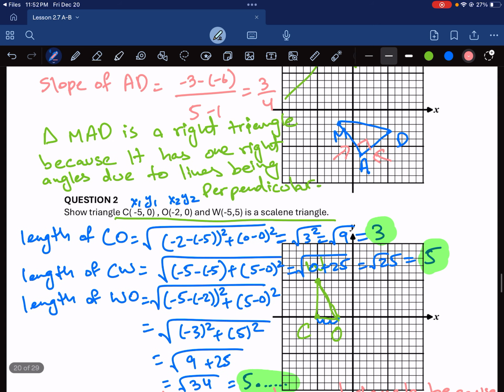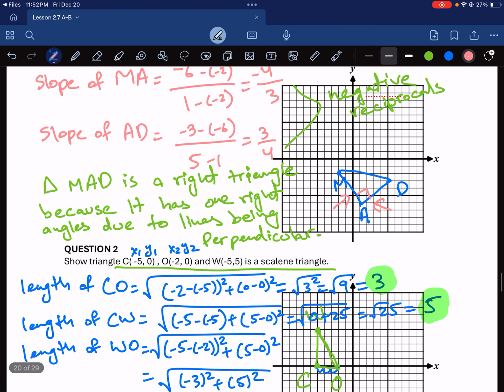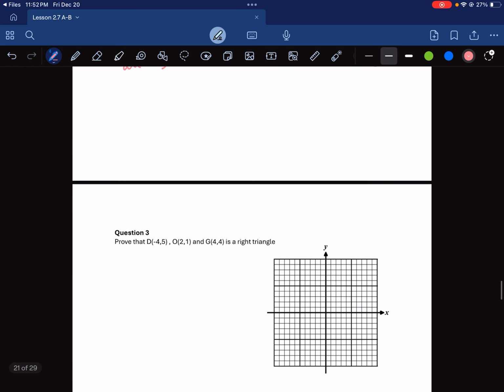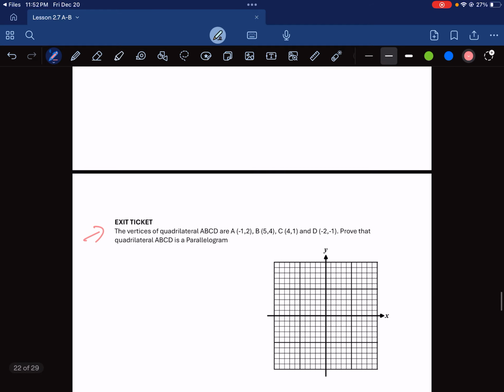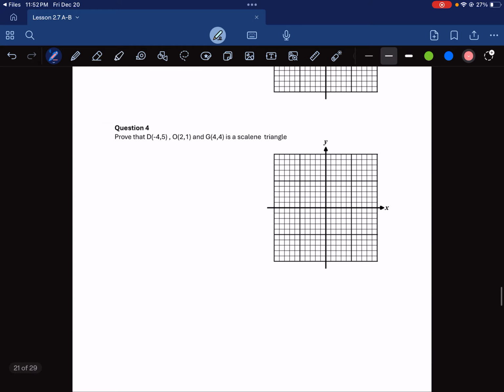That's it. So to recap, to show a right triangle, you must use the slope formula to show negative reciprocal slope. And then for a scalene triangle, you must use the distance formula to show that none of them have the same length. You're going to go ahead and do question number 3, 4, and the exit ticket. Or I believe it might be only 3 and 4. All right, good luck.